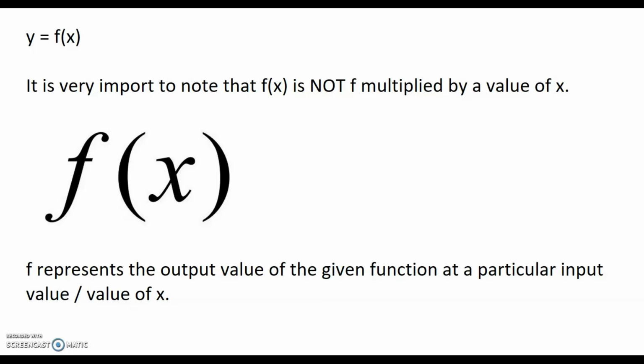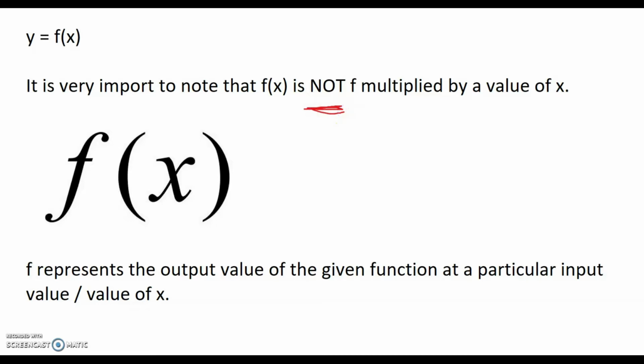Okay, so now that we've gone through some of the basic stuff, let's start doing some examples and reviewing. So like I said, y is equal to f of x. They're interchangeable. It's also very important to note that f of x is not f multiplied by the value of x. This is a mistake that people sometimes make because they see the brackets and they see f outside of it, and they think, oh, I'm multiplying x by f. No, that is not what it is.